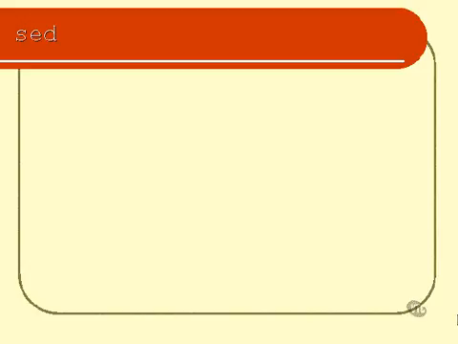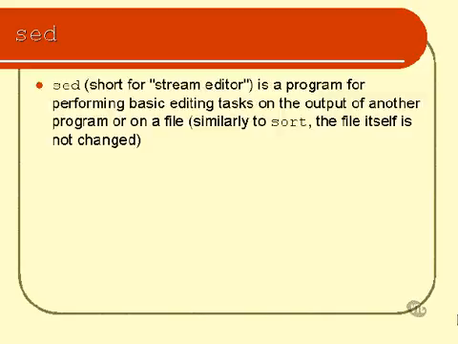I'm going to now show you the first of the two very powerful filters that you have at your disposal. The first is SED, the second is of course awk, which we'll see in the next module. SED, which is short for Stream Editor, is a program for performing basic editing tasks on the output of another program or on a file.